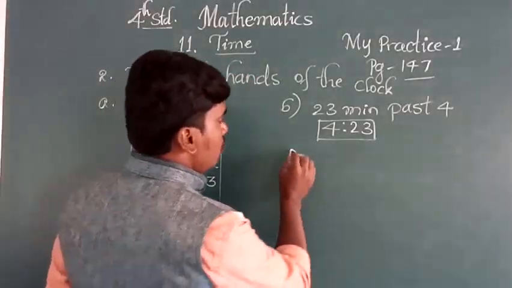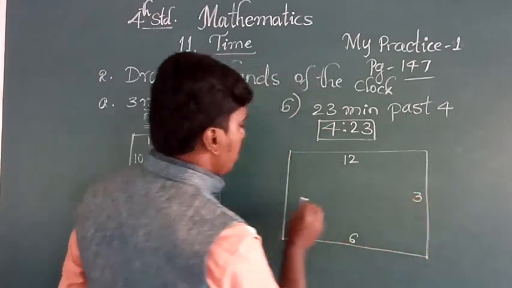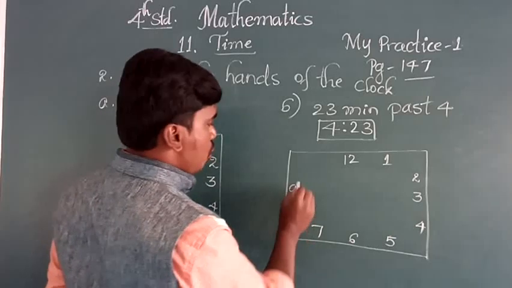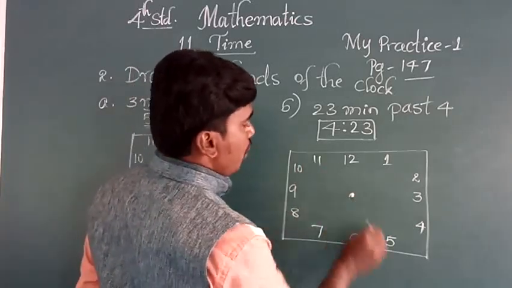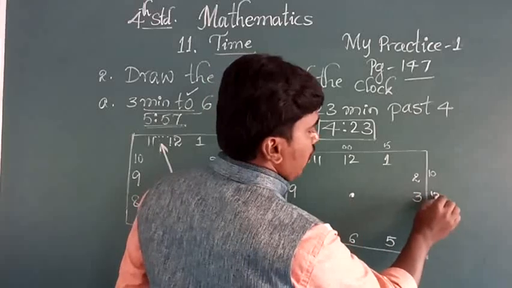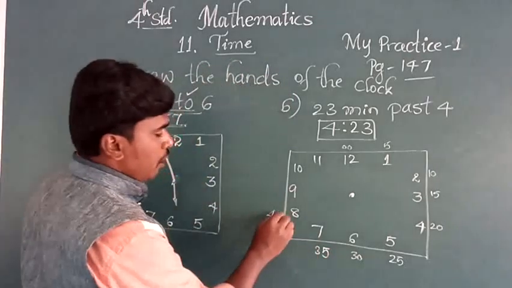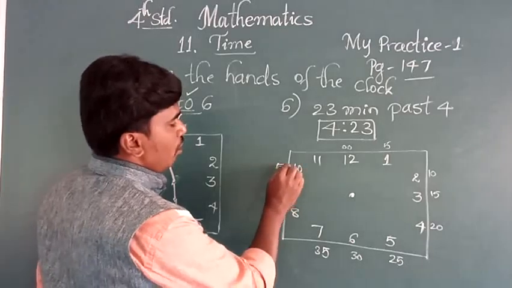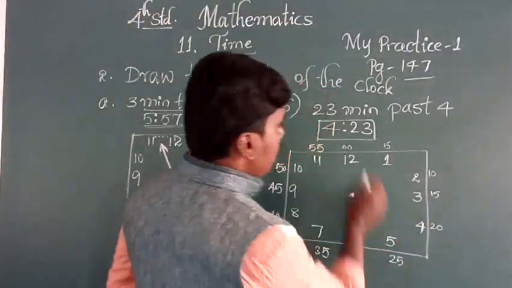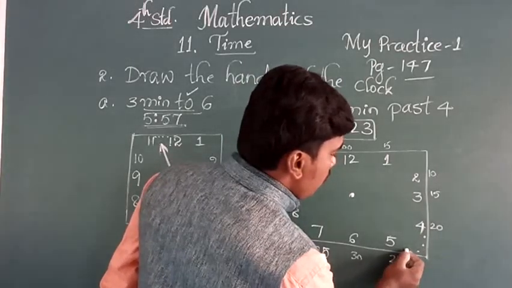So again, you draw the clock. 12, 6, 3, 9. 1, 2, 4, 5, 7, 8, 10, 11. Observe, children, 23. Look at here. It is 0, 5, 10, 15, 20, 25, 30, 35, 40, 45, 50, 55. It is 60 or 0 hour. So 20 and 25. 23 is in between 20 and 25. 21, 22, 23, 24, 25.